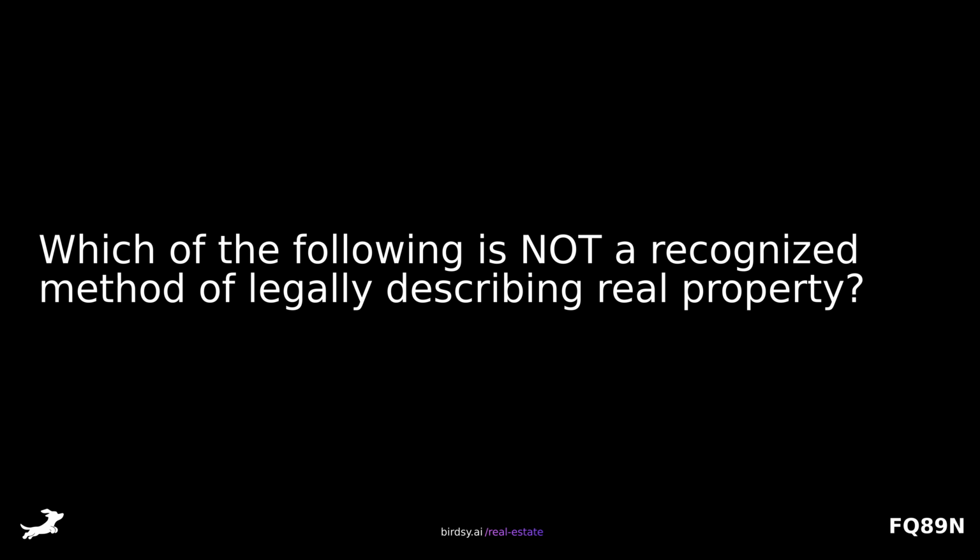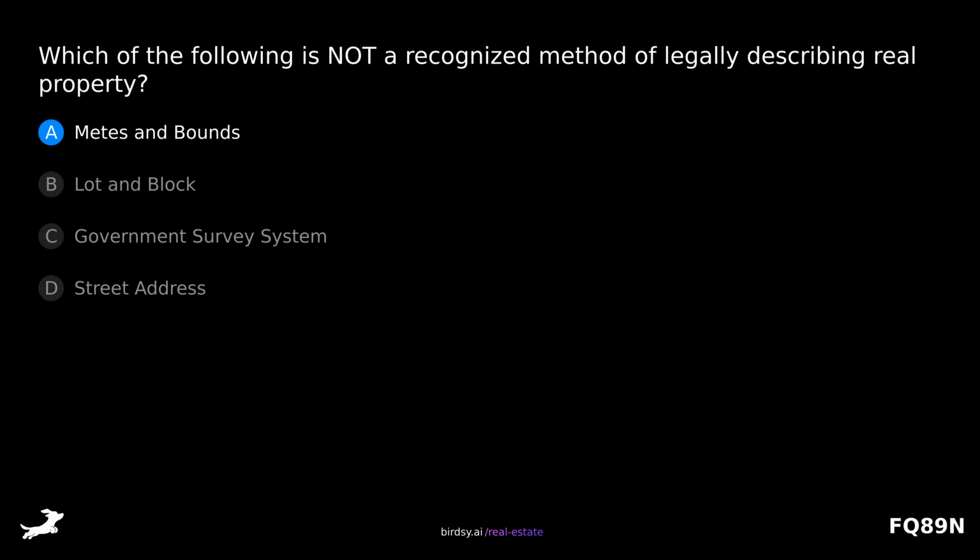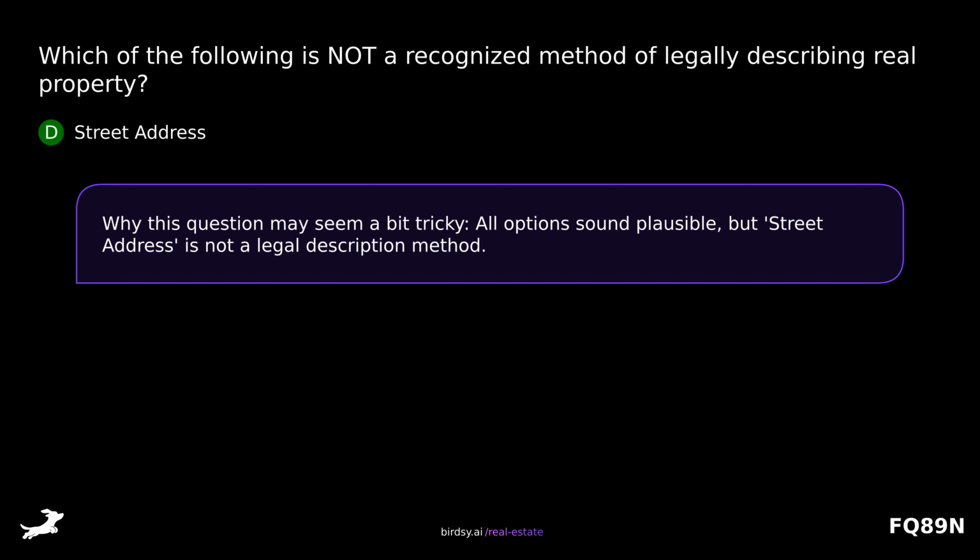Which of the following is not a recognized method of legally describing real property? Is it A, metes and bounds? B, lot and block? C, government survey system? Or D, street address? The answer is D, street address. Why this question may seem a bit tricky. All options sound plausible, but street address is not a legal description method.